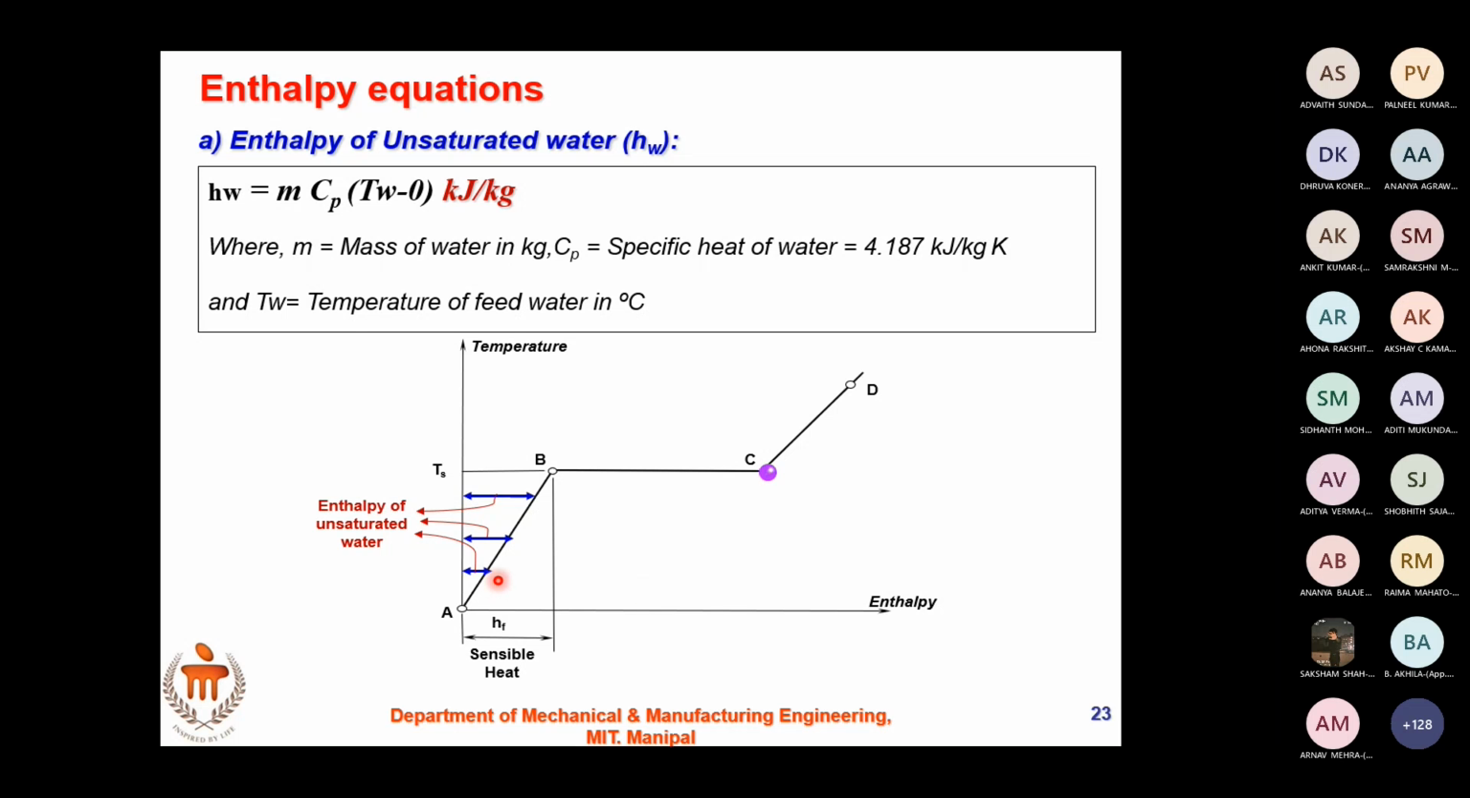Say for example, assume that this isobar is representing 1 atmospheric pressure. Now the feed water is entering the boiler at 20 degrees Celsius here. This is condition 1. Second condition, feed water entering the boiler at 50 degrees Celsius. Condition 2. Condition 3, feed water entering the boiler at 75 degrees Celsius.